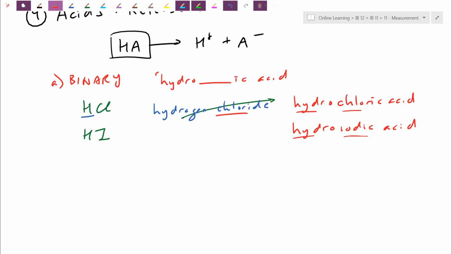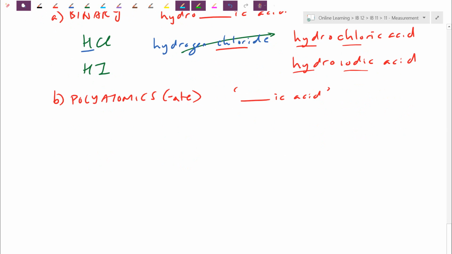Now, the more interesting acids are when we throw in those polyatomics again. As I mentioned, polyatomics have a general ending. Most of them will end in ATE. If the acid is built off a polyatomic that ends in ATE, we're going to drop the hydro altogether, and we're just going to be left with the ic acid part. So let's look up our chart here. What's NO3 minus? The polyatomic grouping itself is nitrate. It has the ATE ending.